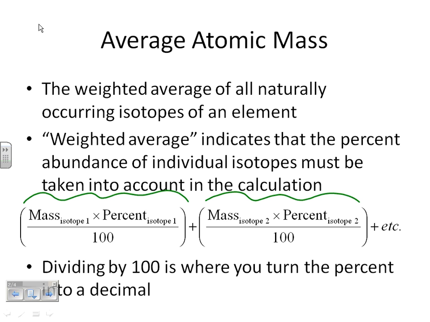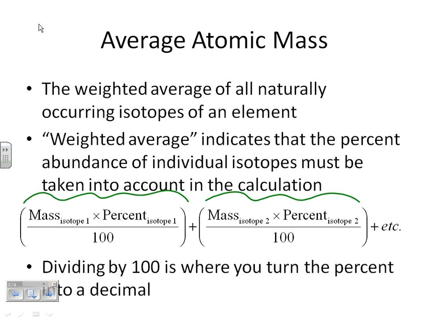If there's more than two isotopes, you just continue doing it for all of them, and then you add everything together. There is no final dividing by 2 or dividing by 3. By multiplying the mass times the percent, that's how you're taking the average. That's what a weighted average is.